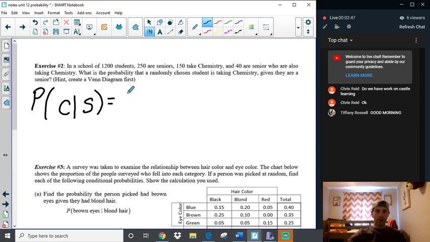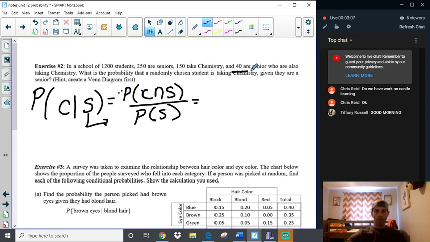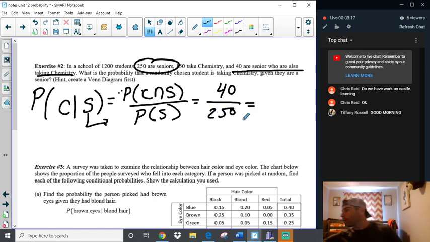Given that they are a senior. So if we look at that formula, all you have to do is tell me how many are chemistry students and they are seniors, divided by, now this is always our denominator, how many of the seniors we have, okay? So chemistry and seniors, 40 are seniors who are also taking chemistry, that's going there. And then how many of them are seniors, that's 250. So then we're going to do 40 over 250.